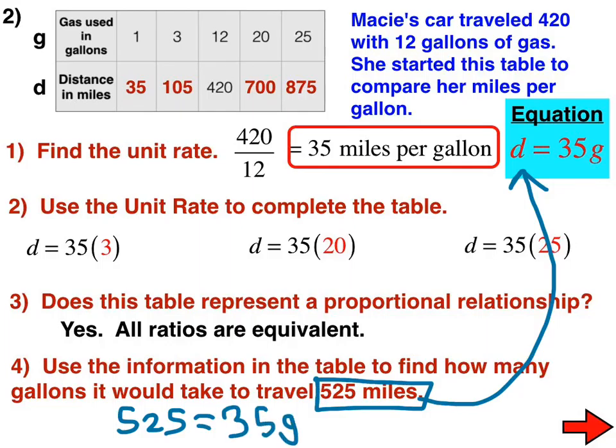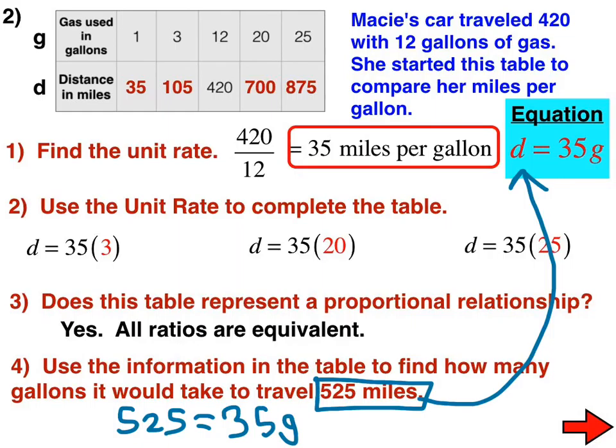Now we've done over 1,000 of these equations over the year. I know you know how to solve for G. How do we isolate G? How do I solve for G? Carlos? Divide both sides by 35. Tell me how many gallons that is.